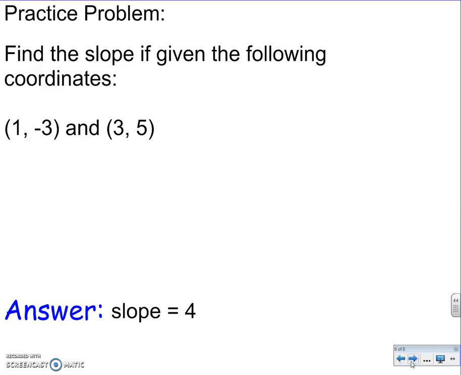All right, here's your practice problem. Find the slope from those 2 points. There's the answer. If you can get it right, you should be good for the quiz.